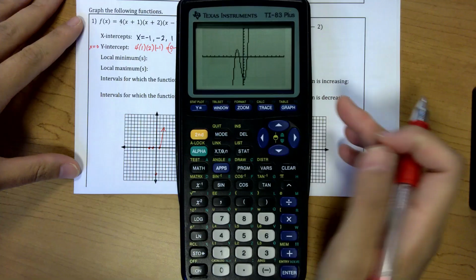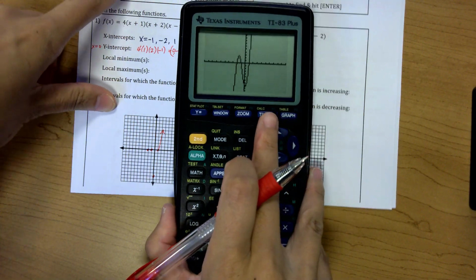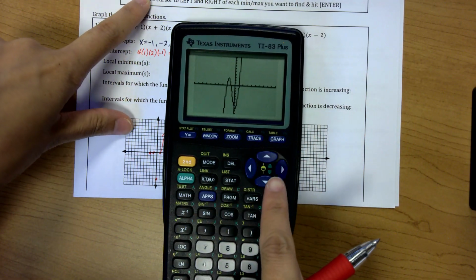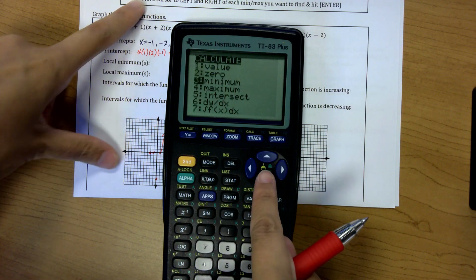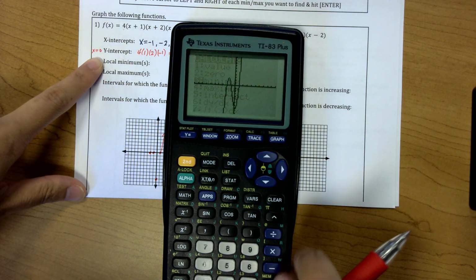So what we're going to do is we're going to go back to table and we're going to make the graphing calculator do some work for us. You're going to hit calc, which is up here, so it's second trace, and then go back to, we want to find a minimum point first, okay, local minimum.